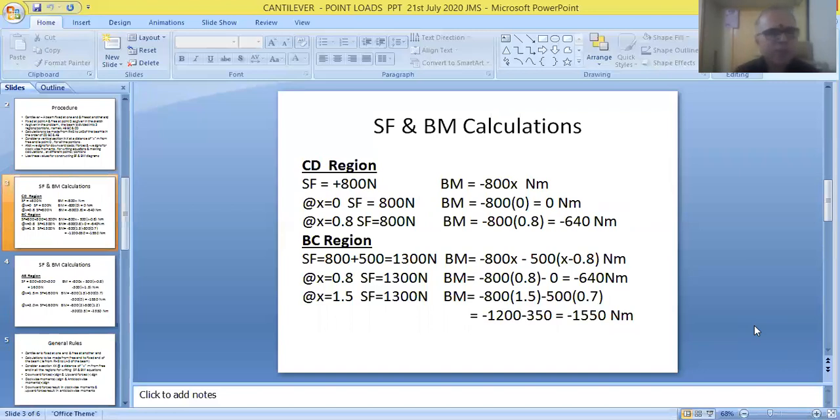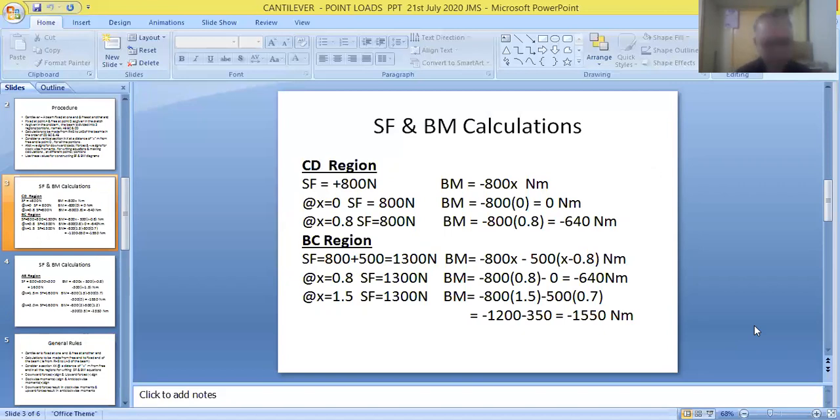Friends, now let us talk about the calculations of SF and BM values. As mentioned in the previous slides, we have to begin with the CD region and we have to move in reverse direction. Therefore, the CD region is considered for writing the equations.